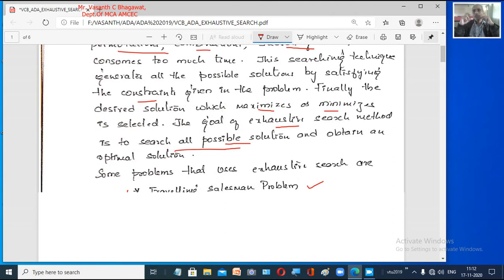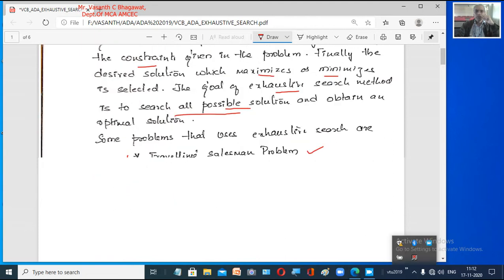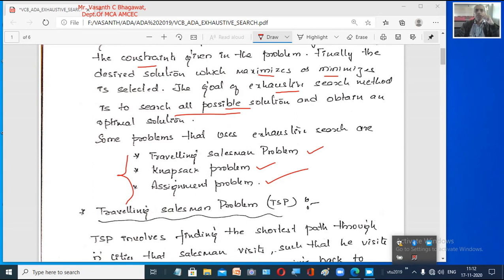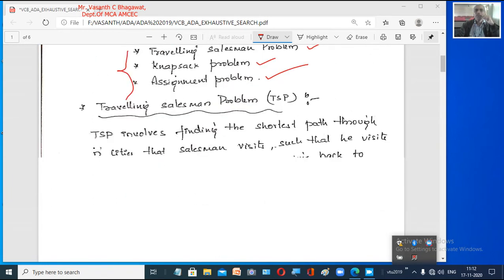To understand exhaustive search, we are going to look into three important types of problems here. The first one is called the travelling salesman problem. Next we will be discussing the knapsack problem, and the third one is the assignment problem. So first, we will start with the travelling salesman problem, also called TSP.